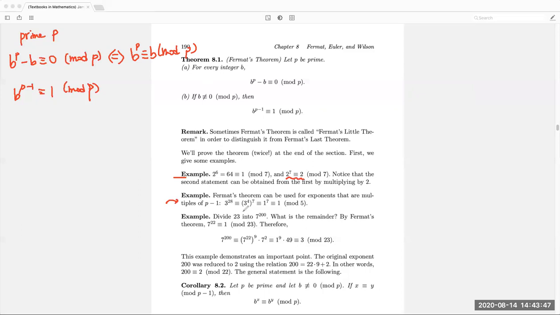This one, 29 is a prime number. So p minus 1 is 28. So he does something interesting. He makes use of both theorem A and B. So let me write it down here. So you know that 2 to the power 28.